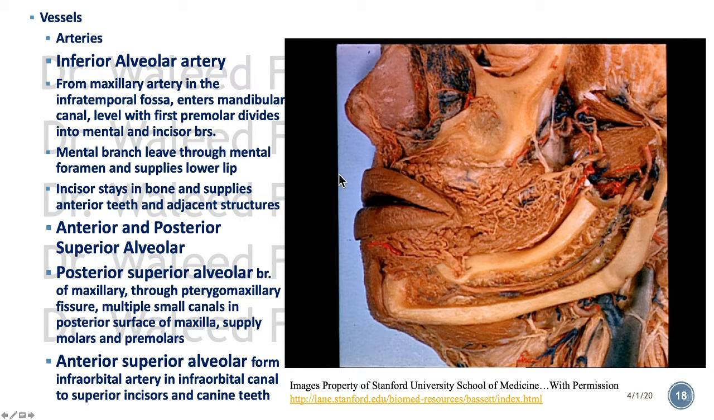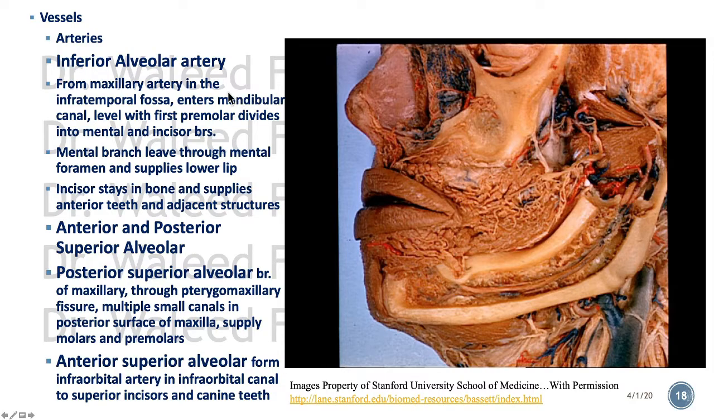Okay, vessels. Now we're talking about the blood supply of teeth. So expect to hear the word alveolar artery: inferior alveolar artery, superior alveolar arteries. Okay? So alveolar means supplies the teeth.